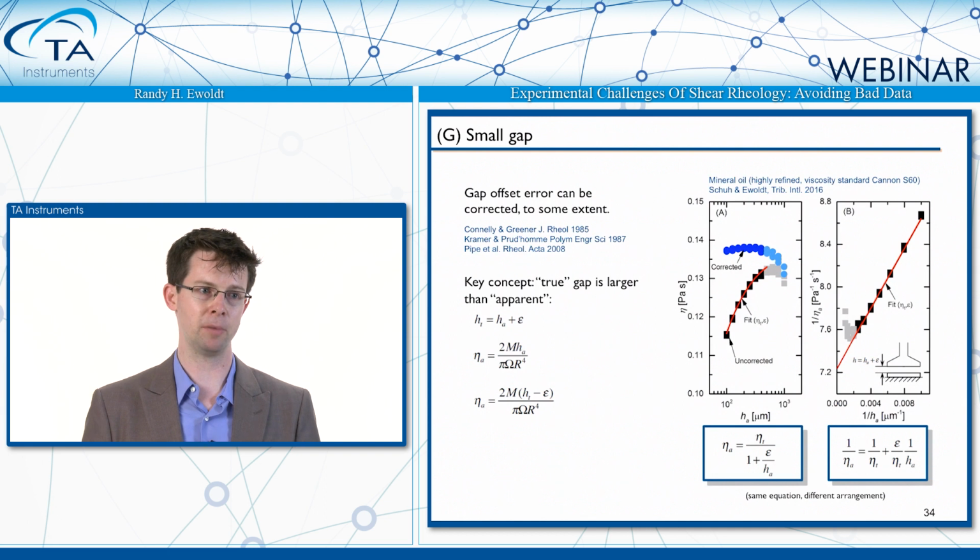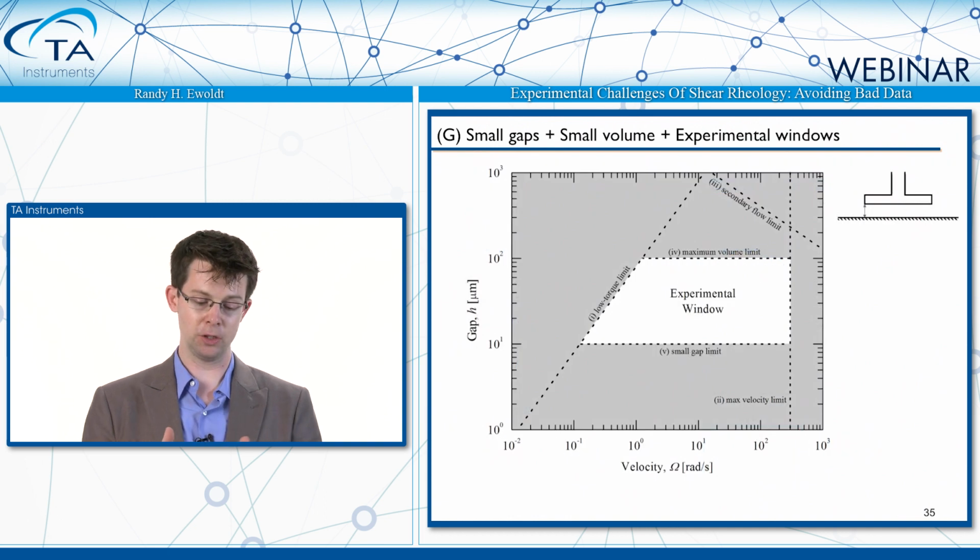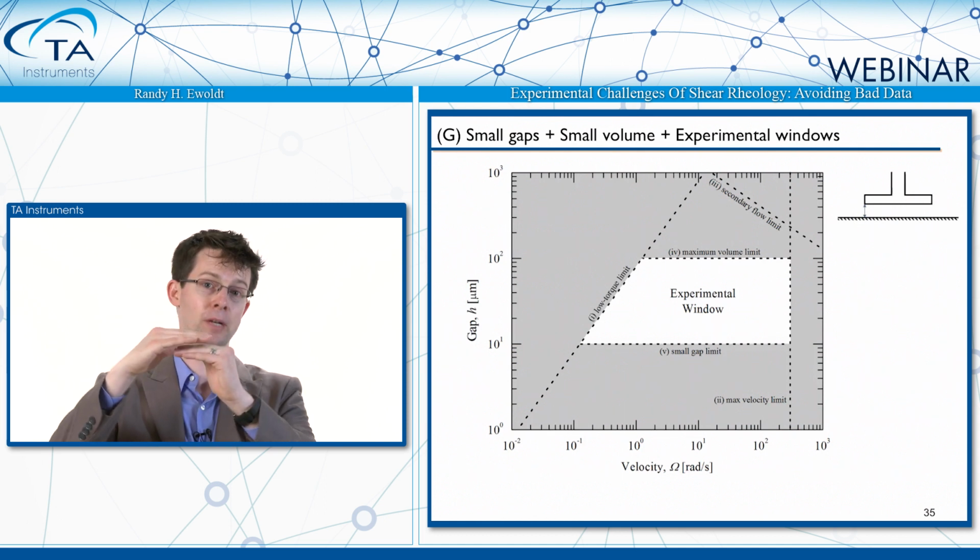There are a couple of references up here for you to see other people who have used this technique in case it's relevant to you. This technique might be relevant to you if you want to test very small volumes, not just high shear rates. So I work with some biological materials where we want to go to very tiny gaps, so we don't need that much sample.